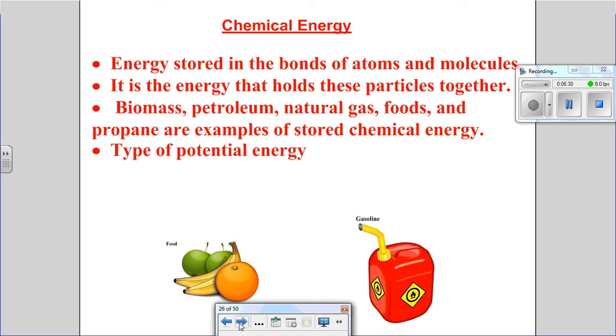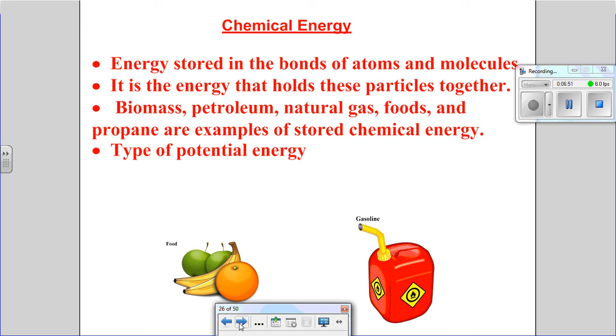Chemical energy is the energy stored in the bonds of atoms and molecules. We've learned that bonds are what hold these molecules together. And anytime these bonds are broken, this chemical energy will get released, and when it's released, it changes into other forms of energy.